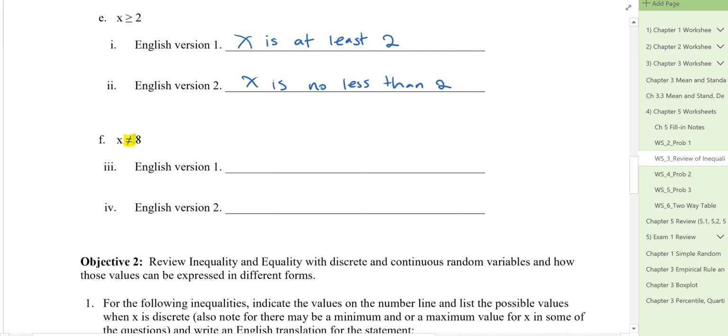Part F, again, no equal sign here. I can say x is not equal to A. I can also say x is different from A. So not equal to A and different from A.